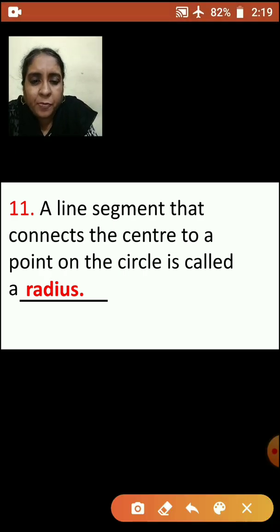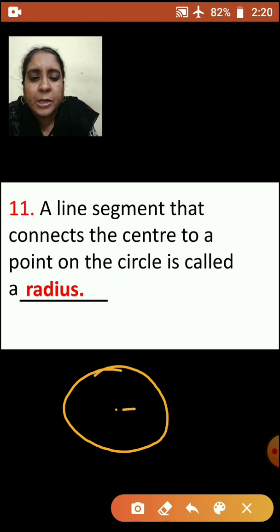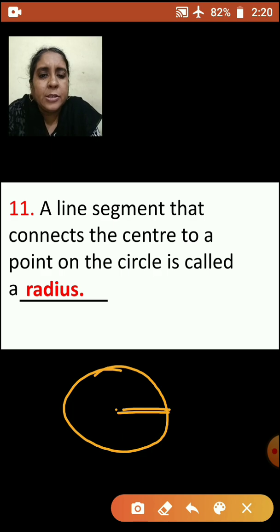Now suppose if I draw a circle, a line segment that connects the center to a point. Now suppose this is the center. Okay, from the center I can connect to the point on the circle. So this is called what? Radius. Okay.